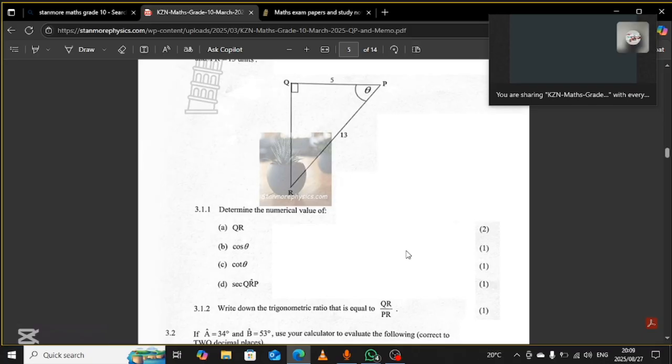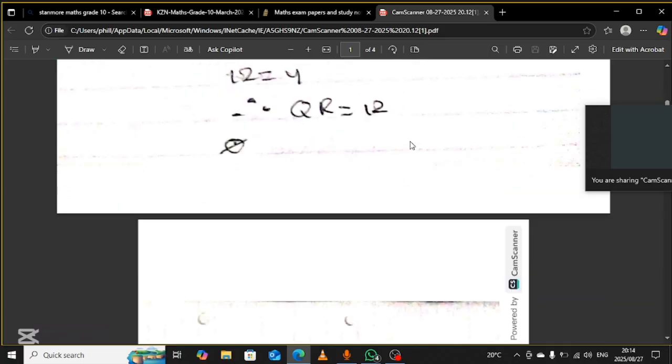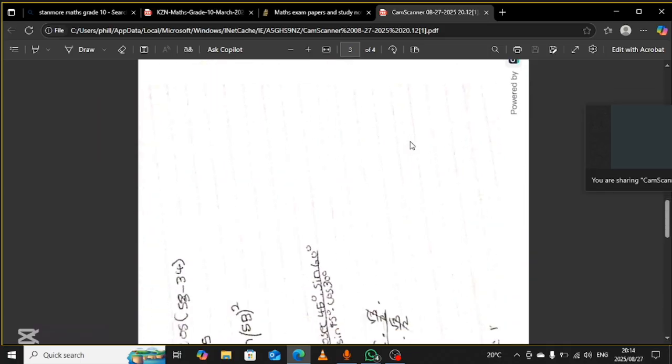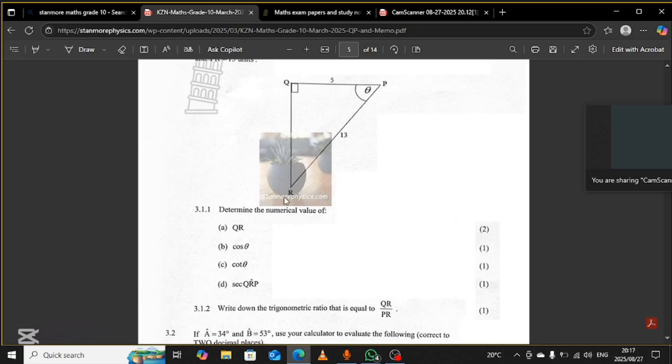Let's get back to today's lesson. So, did you send me your solutions? Did you do this one? Okay, so these are your solutions. Let's see. Determine the numerical value for QR.